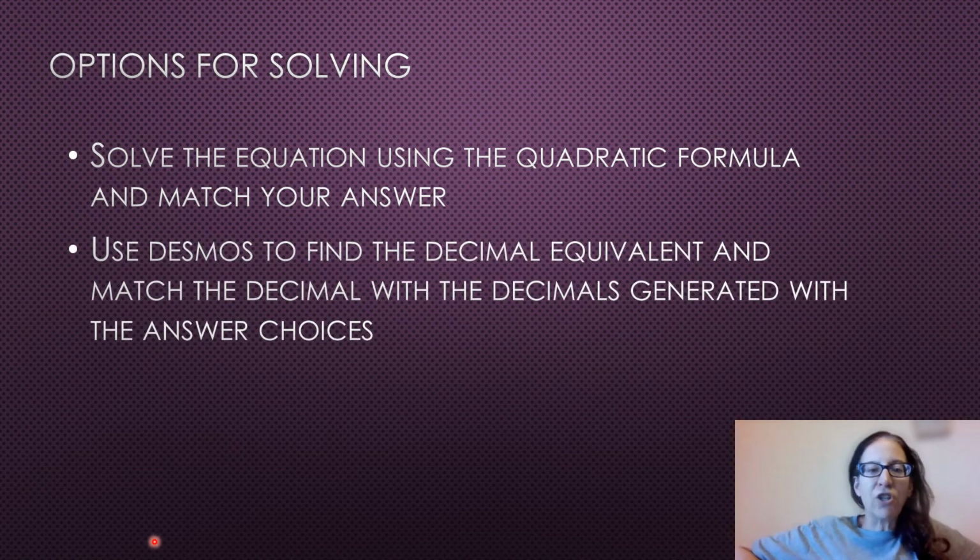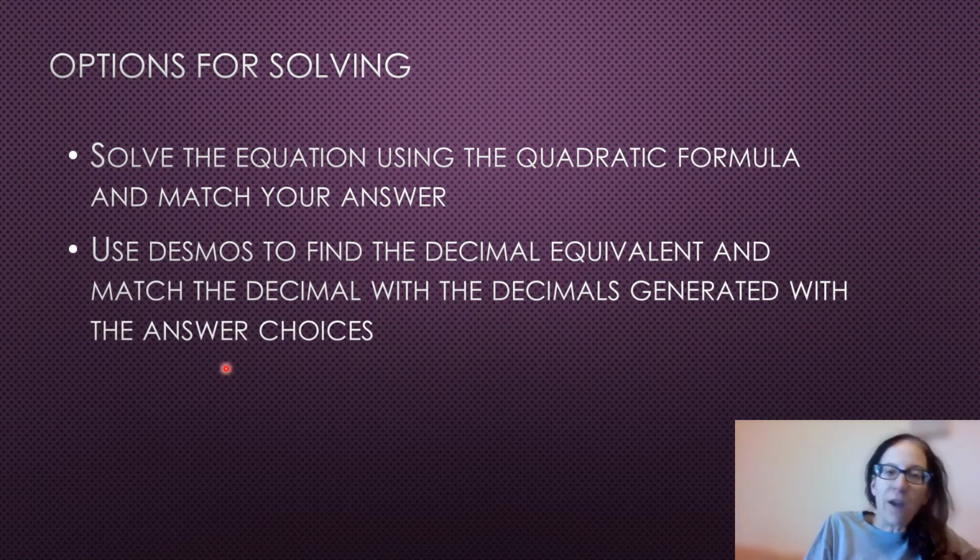The other option is to use Desmos to find the decimal equivalent and then match the decimal with the decimals generated from the answer choices. Because you're not going to get the whole decimal. In that particular problem, you could tell the answers were irrational because they still had that square root sitting in there. But that radical can be converted over to a decimal approximation, and you should be able to match them up. So I'm going to assume we have already covered option number 1, the quadratic formula. What we're going to focus on in the remaining part of this lesson is how you would leverage option number 2.